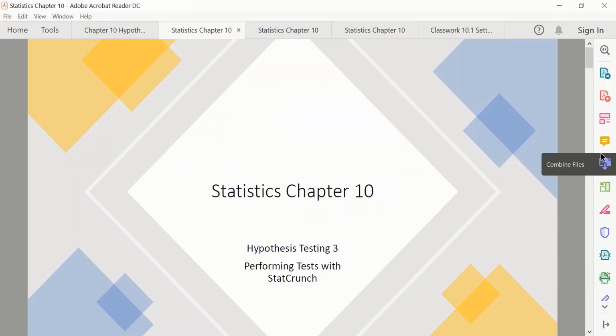So what you're going to do is you're going to do everything we've done so far, and now you're going to move on to StatCrunch.